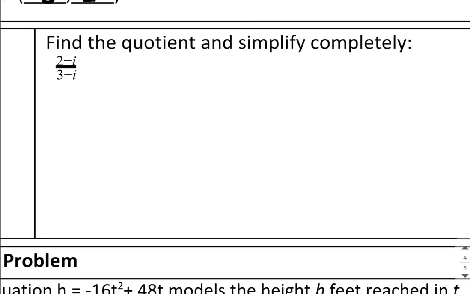For this problem here, I am dividing two imaginary numbers. I can't have i in the denominator, so I have to get rid of i in the denominator somehow.